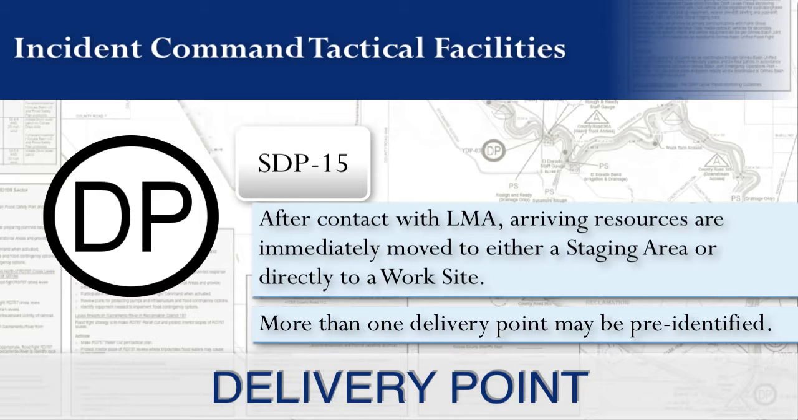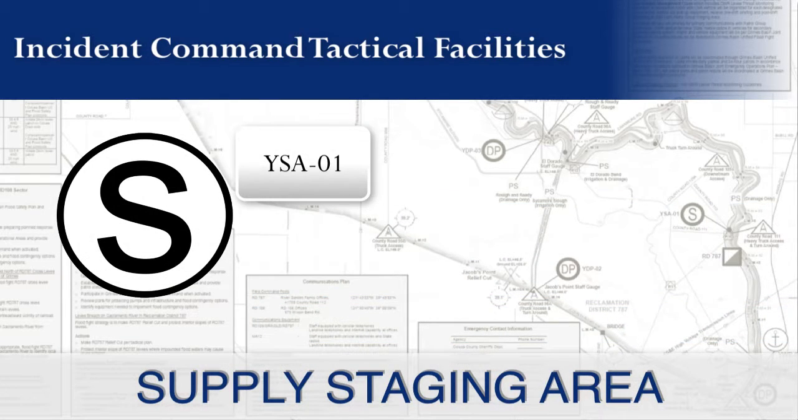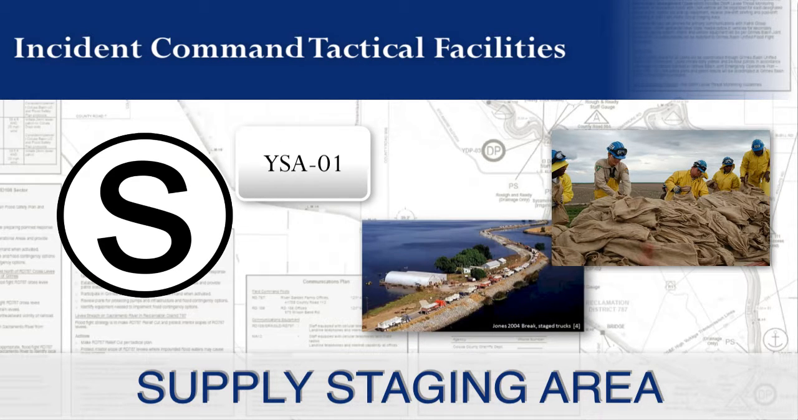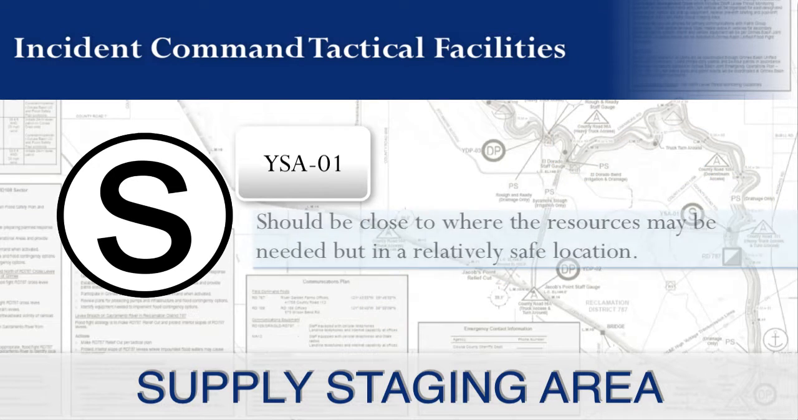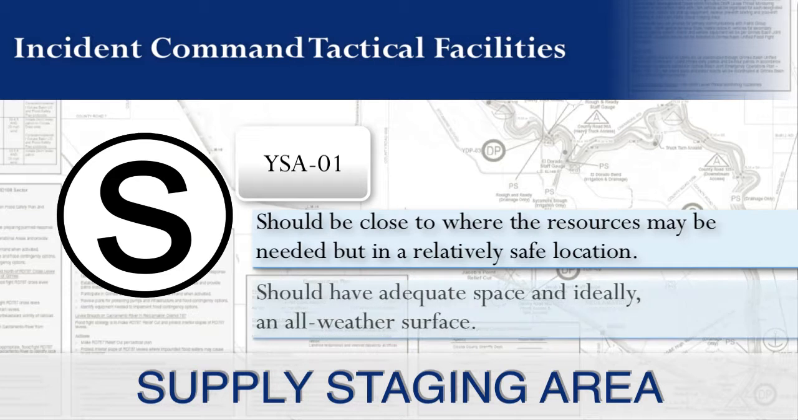More than one delivery point may be pre-identified by an LMA depending on its size and the number of potential access routes. A staging area is a location where resources, either material or human resources, can be located for an extended period of time before actual movement to a work site. Staging areas should be close to where the resources may be needed, but in a relatively safe location. Staging areas should have adequate space and ideally an all-weather surface.